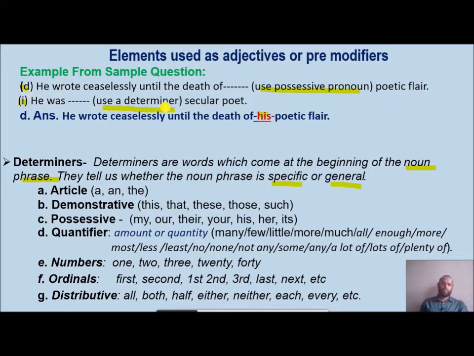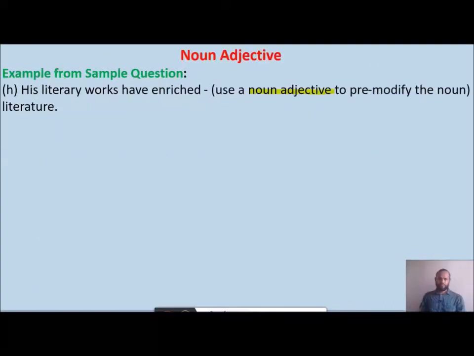And in I, he was secular poet, use a determiner. So all these items are determiners. So you may use here an article, because articles are also used as determiner. So the probable answer is like this: he was a secular poet. Dear learners, I think it's now clear to us that all the determiners are used as adjectives.